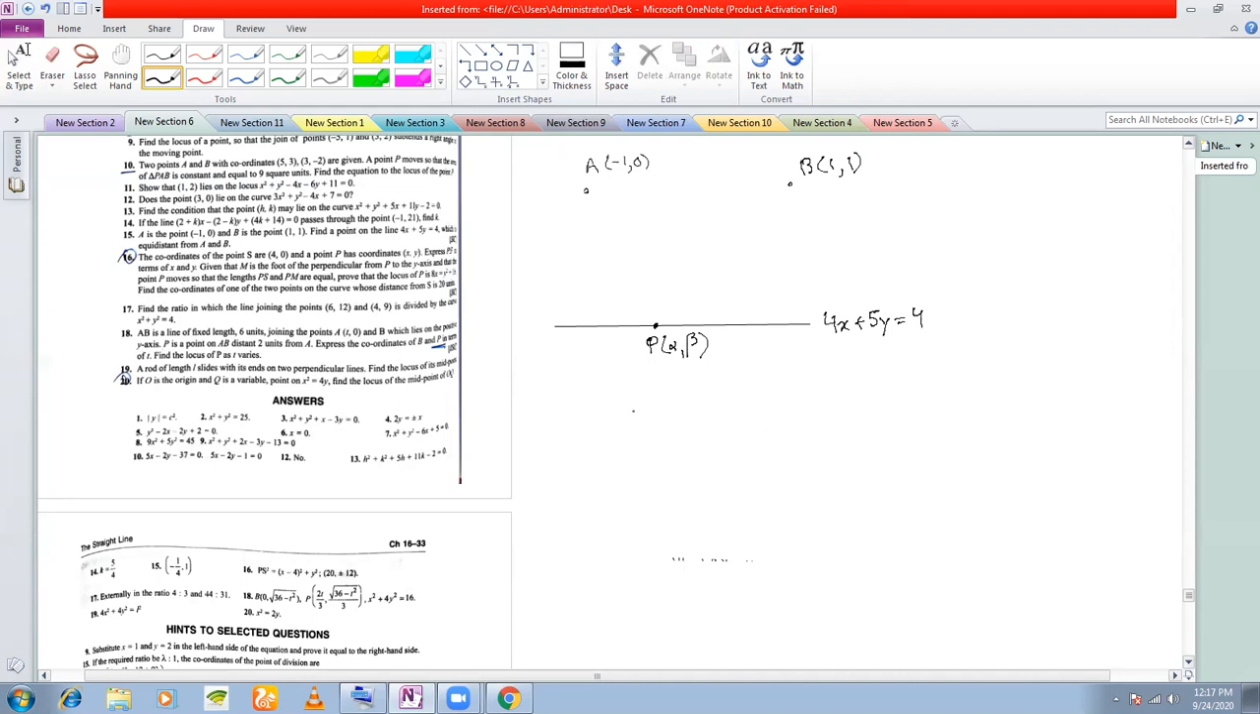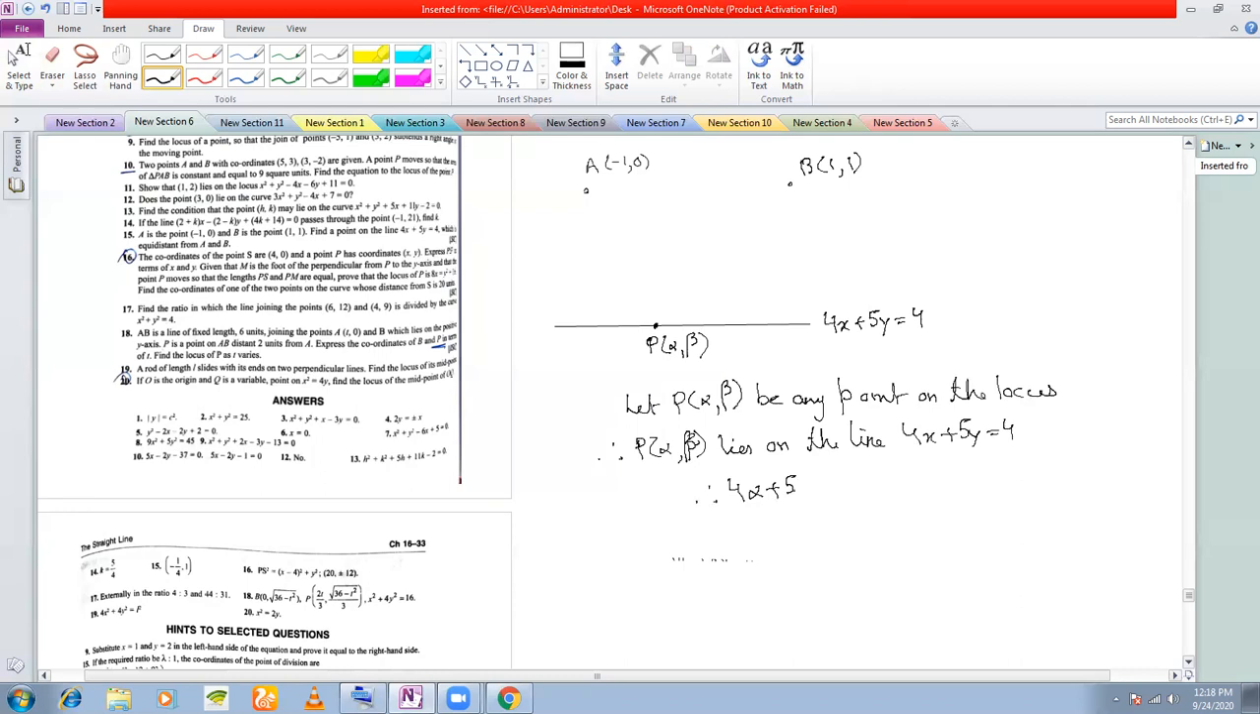Okay, so I start by saying let P(alpha, beta) be any point on the locus, on the given line. Since P(alpha, beta) lies on the line, it will satisfy the equation 4x plus 5y is equal to 4. Therefore, 4 alpha plus 5 beta is equal to 4. Call this 1.